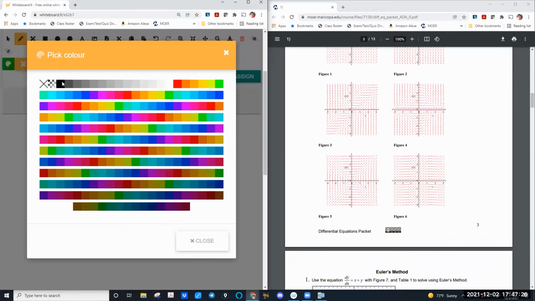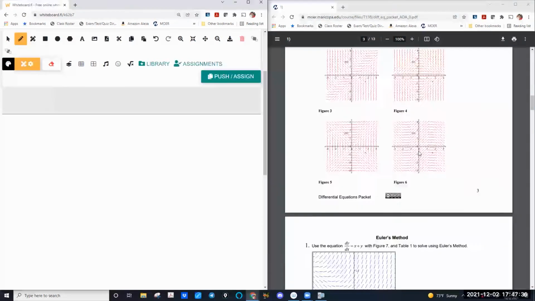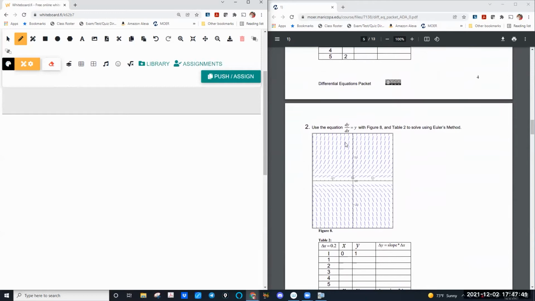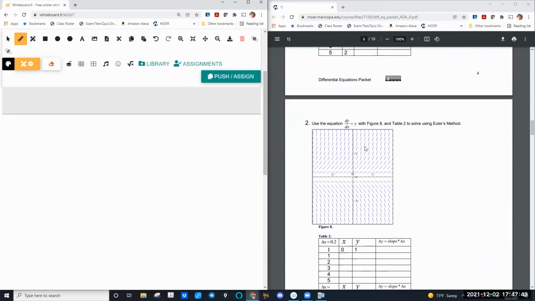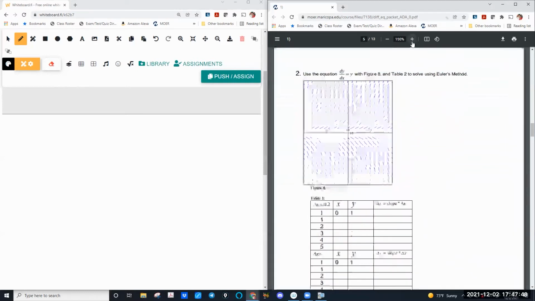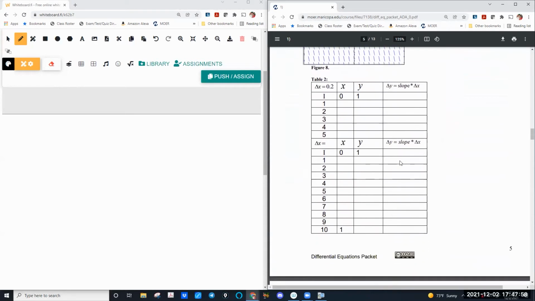Euler's method is a numerical method for calculating a slope. We're going to do one together, because we started with y prime equals y. Let's take a look at this, and I want to talk to you a little bit about how this table works. All right. Let's do this one here.